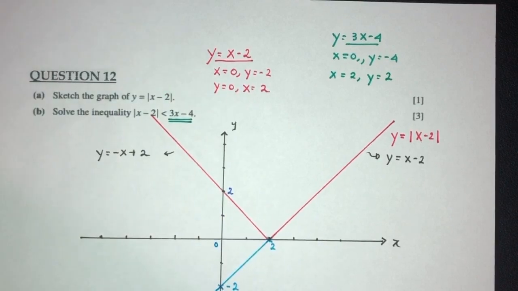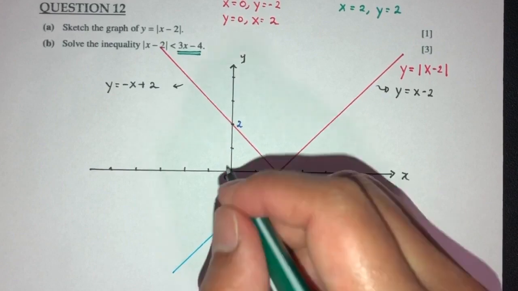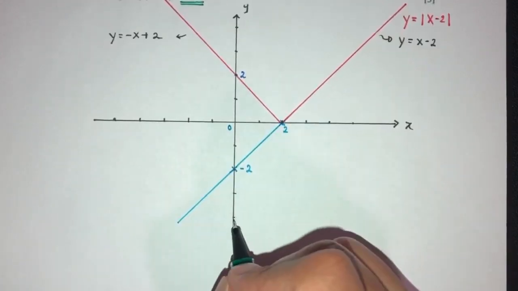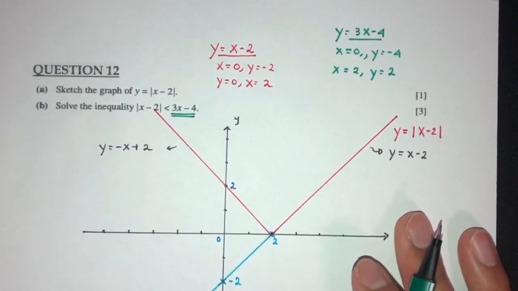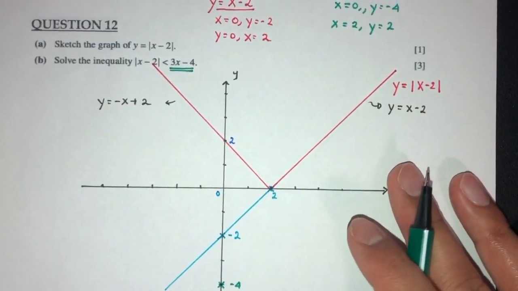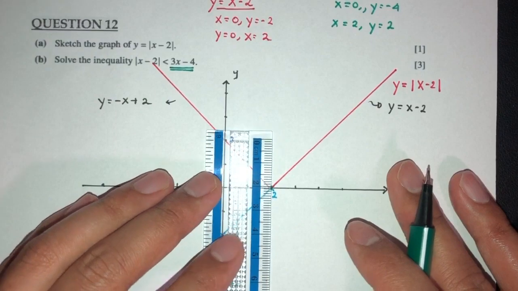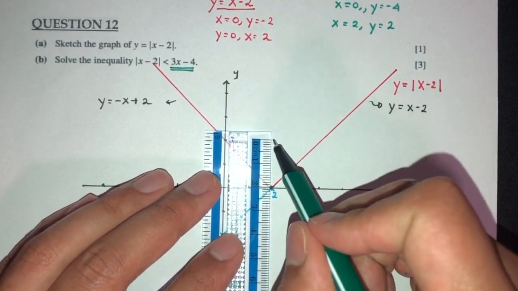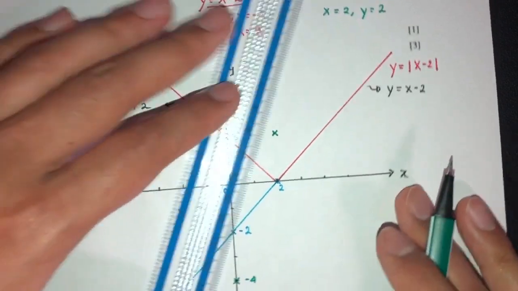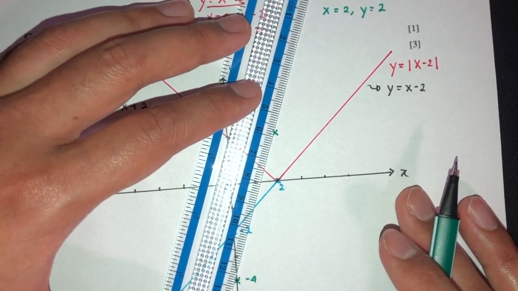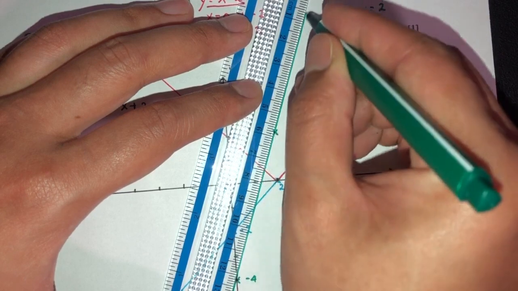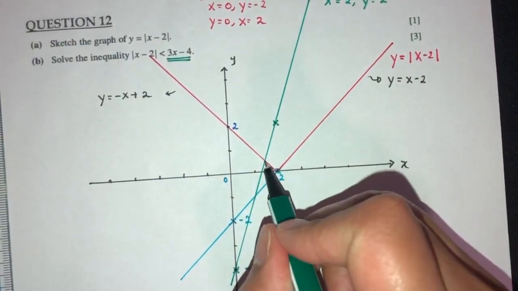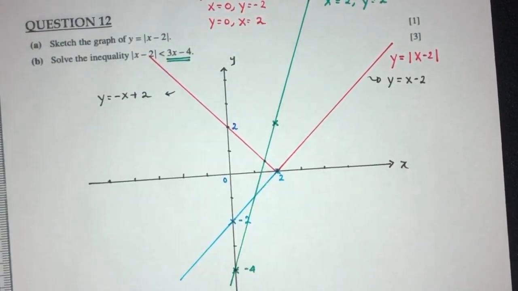So now I have my two passing points. I can sketch my graph pretty easily. 0, minus 4 will be over here. And then we have the value of 2 and 2 should be over here. As you can see, this green line also will cut my graph at only one place, which is right here. Now we have to find the point of intersection.